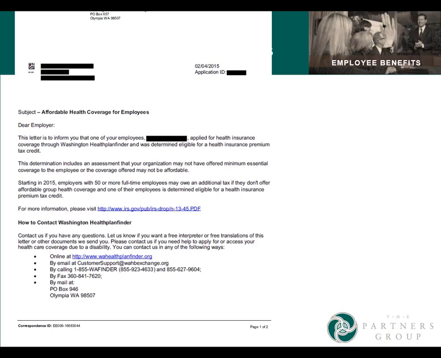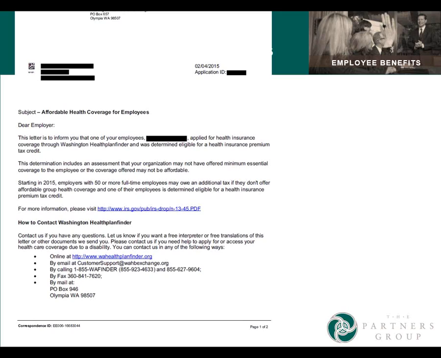So the language that follows next is the thing that we have the biggest concern about, and that says this determination includes an assessment that your organization may not have offered minimum essential coverage to the employee, or the coverage may not be affordable. So we spent quite a bit of time on the phone with the Health Plan Finder, the Washington Health Benefits Exchange's legal team, talking about the language, because it gives a clear impression, and many of you have actually talked to us about these letters too, that there has been a determination that the employer could or is subject to a penalty. That's not what this means.